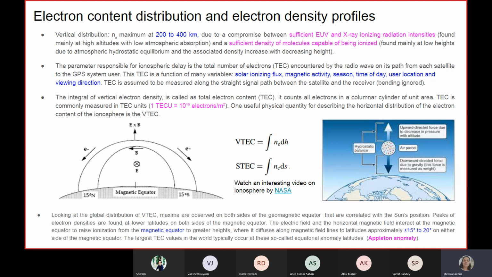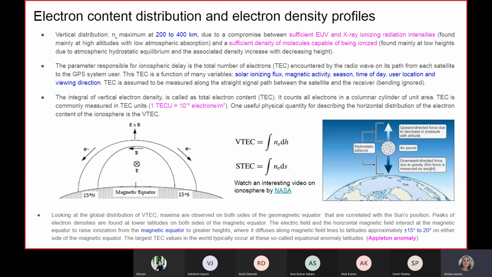I hope I'm very clear in this first point. If you have any doubt, you can ask. So the vertical distribution picture is due to the compromise between the ionizing energy coming from the sun as well as the sufficient density of material that is sitting there to be ionized. Okay, these two phenomena are happening at different heights, one at a higher height, one at a lower height. So naturally, the compromise between these two heights will give you the height where electron content is maximum.